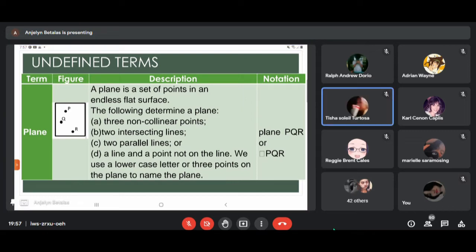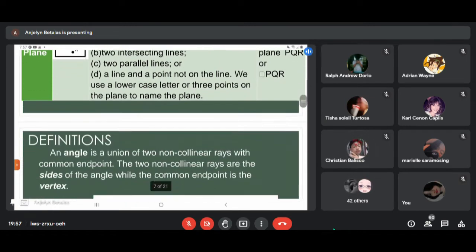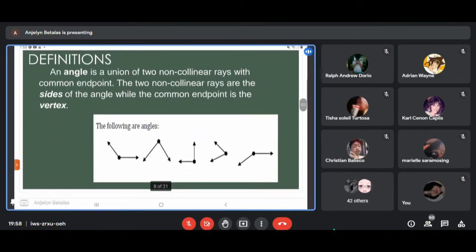None, ma'am. Okay, next, definitions. Definitions are derived from the given undefined terms. So derived from the undefined terms line, plane, and point.